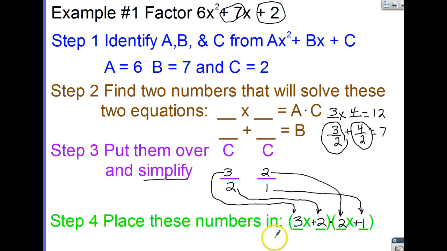First times first would give us 6x squared. Outside, 3x times 1 is positive 3x. Inside, 2 times 2x is positive 4x. And last times last, 2 times 1 is positive 2. And if you add the like terms in the middle, you will get what we started with, 6x squared plus 7x plus 2, factoring by the ABC method.